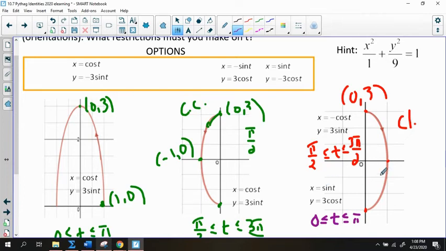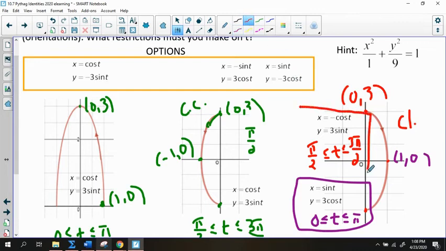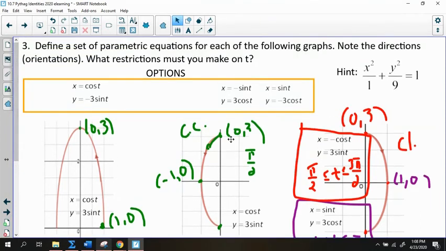And that means I get the point 1 here. Cosine of pi over 2 is 0. I get it as well. Okay. So this equation works for the interval 0 to pi. And this equation works for the interval pi over 2 to 3 pi over 2. I did not tell you in the problem which one to choose, so you could have chosen either option. It would have been fine.